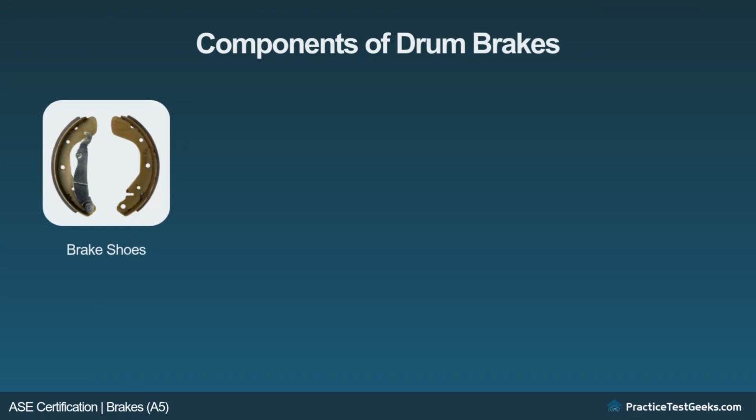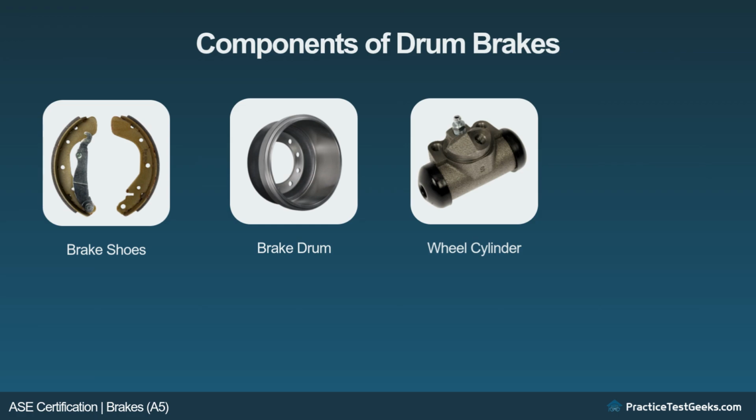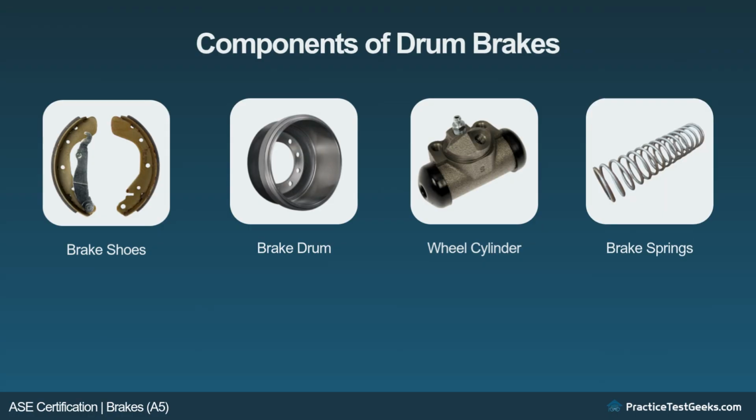Brake shoes. The brake shoes press against the inside of the drum to create friction and stop the vehicle. Brake drum. A drum that rotates with the wheel. The brake shoes expand to press against the inside of the drum, creating friction. Wheel cylinder. A hydraulic component that applies pressure to the brake shoes, forcing them against the drum. Brake springs. These springs return the brake shoes to their original position after the brake is released.